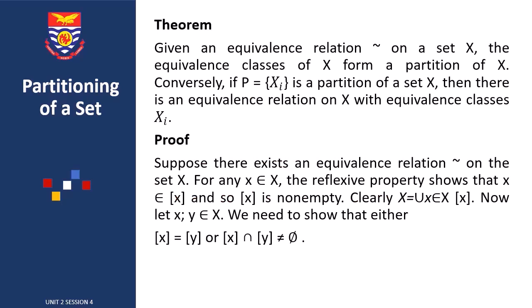So theorem: given an equivalence relation on a set X, the equivalence classes of X form a partition of X, and I think you agree with me. Conversely, if P equals the collection of xi is a partition of set X, then there is an equivalence relation on X with equivalence classes xi. So this is the proof, and the proof is self-explanatory. Go through the proof in order for us to shorten the video.